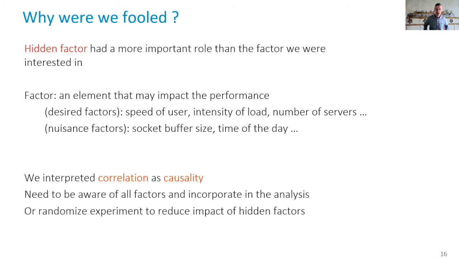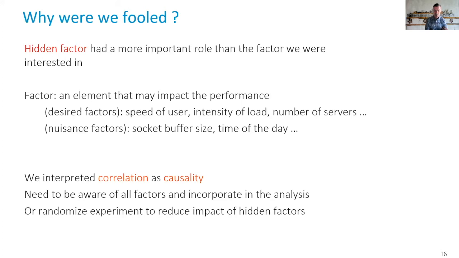So a factor in general is anything that affects the performance metric that we're measuring. And usually, when you measure something, there will always be the desired factors, the one you're interested in, for example here, the speed of user, but also nuisance factors. Nuisance factors are factors that we would like not to exist, but they do exist. And the problem is if they start impacting the performance dramatically, like they do here. So what we measured in the previous slide was in fact more importantly affected by the size of the nuisance factor, which was the socket buffer size, more than the speed of user. So there was a confusion between those two factors.